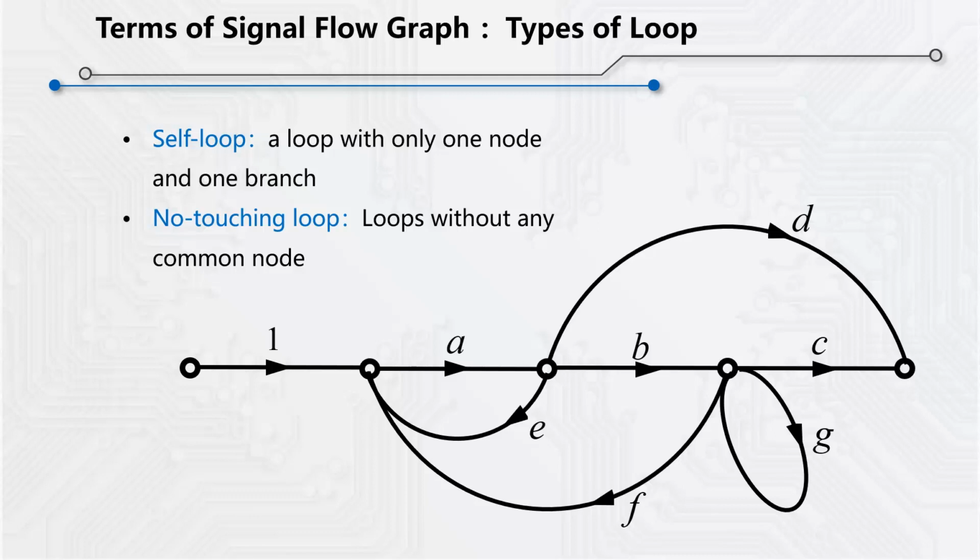According to its characteristics, loops may belong to different categories. One is self-loop, which is a loop with only one node and one branch. For example, the loop originating from this node, passing through G and then returning to the same node is a self-loop. Another is non-touching loop. If two or more loops have no common node, then we call them non-touching loops. For example, these two loops are non-touching loops.